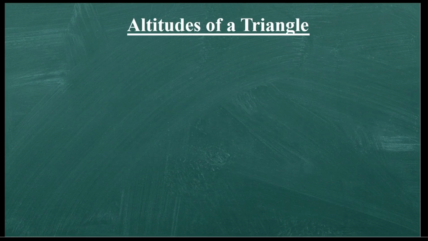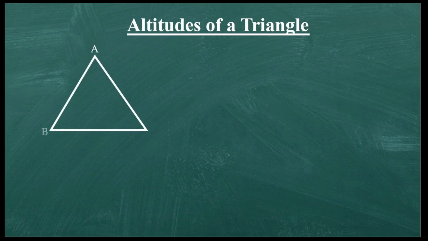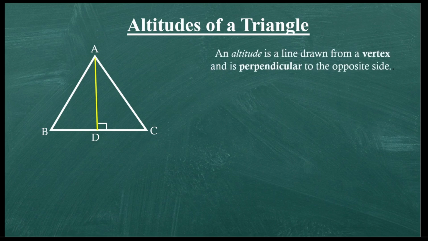What are altitudes of a triangle? Consider a triangle ABC. In this case, I am taking an acute angle triangle. From the vertex A, I will draw a line segment AD, which is perpendicular to the opposite side. See this sign. This sign means 90 degrees. That means AD is making a 90-degree angle with this opposite side BC. Such a line segment is called an altitude of a triangle. So a line drawn from the vertex which is perpendicular to the opposite side is called the altitude of a triangle. Do we have more altitudes?